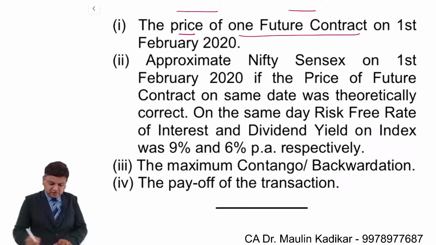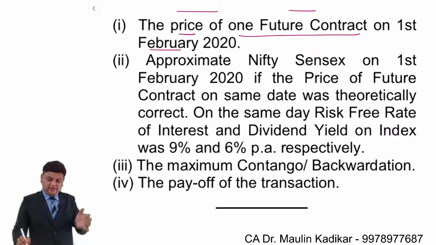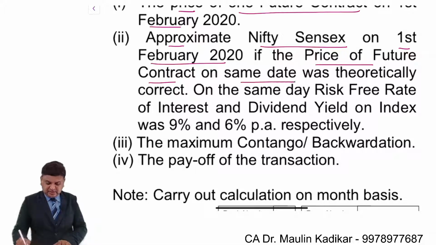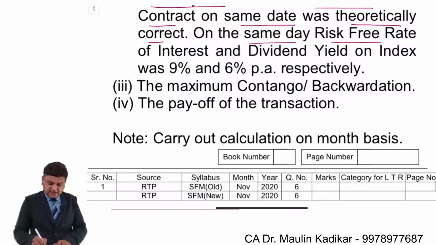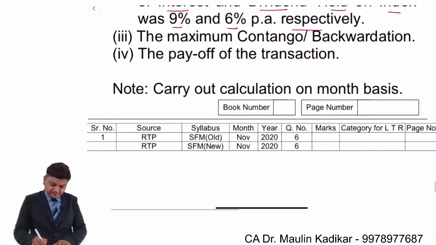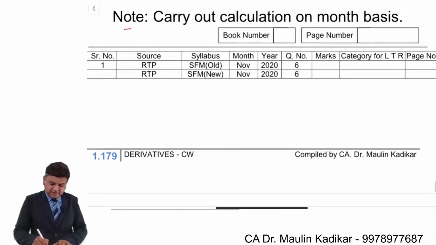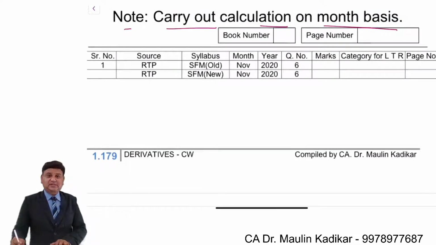Price of one futures contract on 1st of February. Approximate Nifty Sensex on 1st of February 2020 if the price of the futures contract on the same day was theoretically correct. On the same day, risk-free rate of interest and the dividend yield on the index was 9% and 6% per annum respectively. The maximum Contango or backwardation. The payoff of the transaction. Note, carry out the calculation on month basis. That is a question.